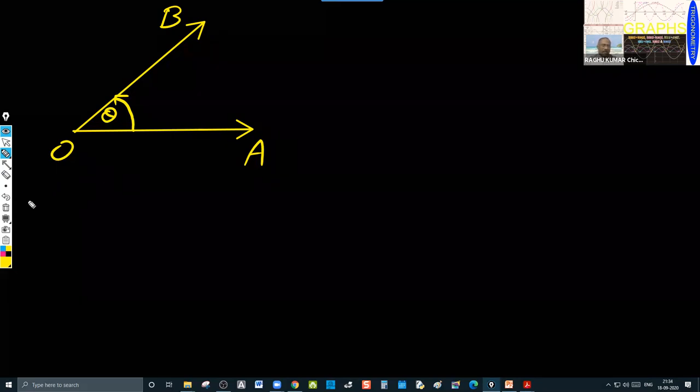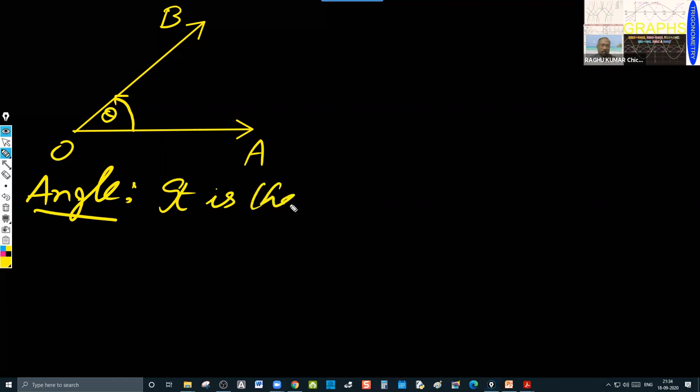I'm writing the definition of angle here. Angle. It is the amount of rotation.